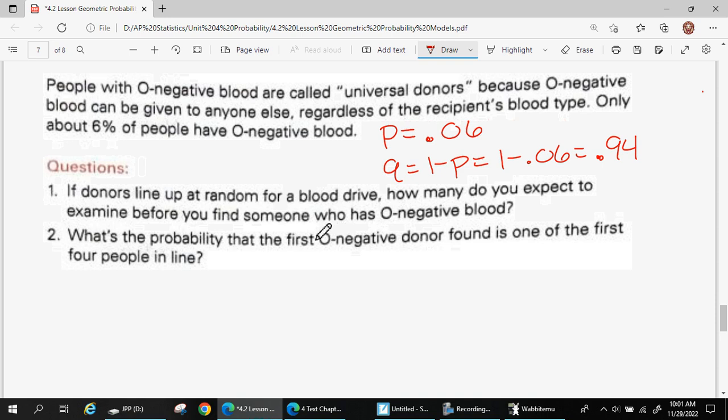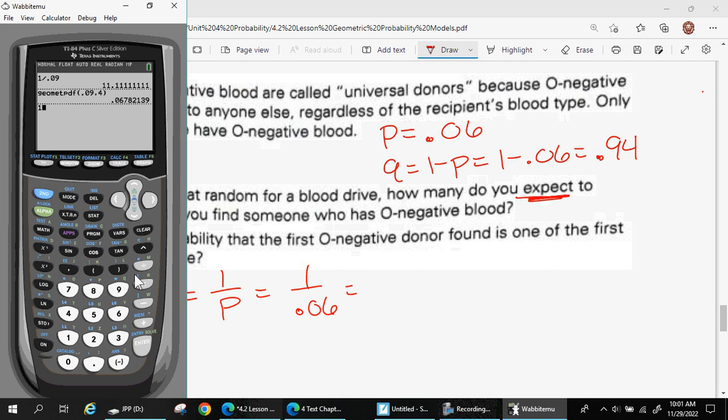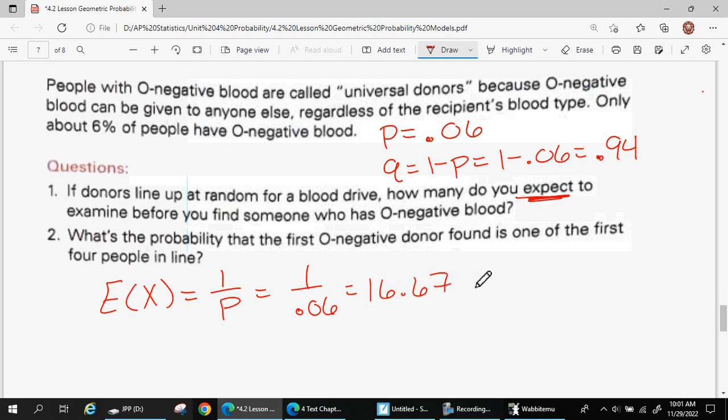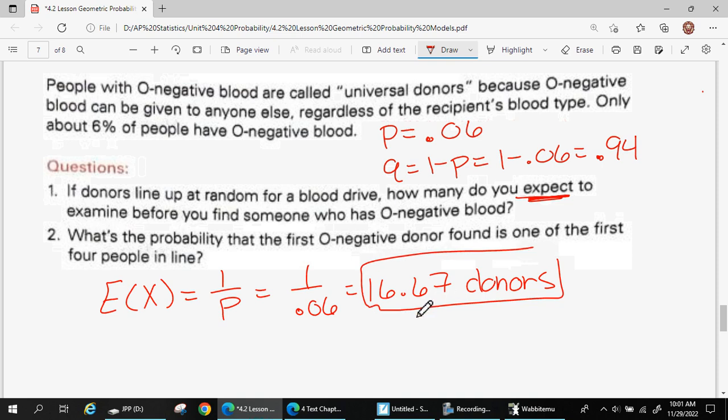So we want to know our expected value, so we can find our expected value by doing 1 divided by P, our probability of success. And get 16.67. And we have units on here, donors. So we should expect to, on average, take blood from 16.67 donors before we get an O-negative blood donor.